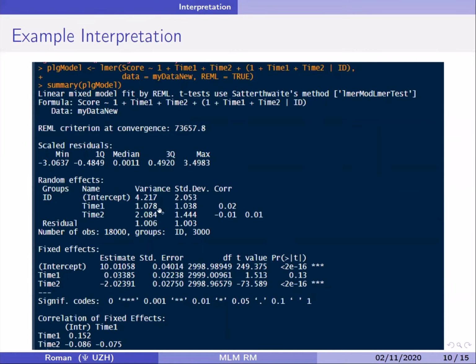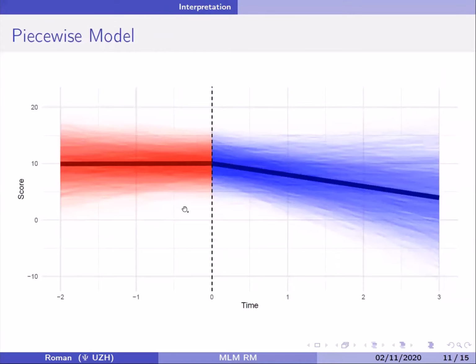Now there is a lot of variability there. This time 2 random slope is telling us that the standard deviation is about 1.44. So some people are seeing more and less growth. And we can see that in these blue lines here, that some people are declining faster, some people are declining slower.